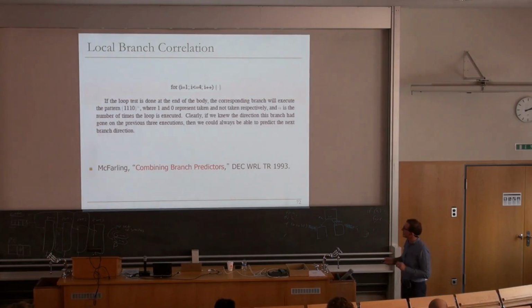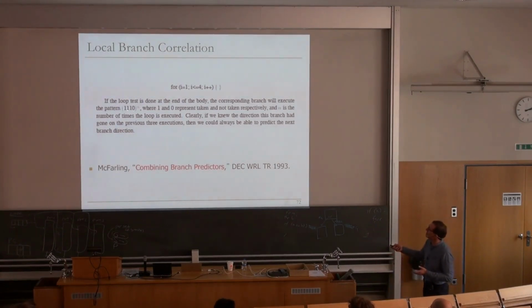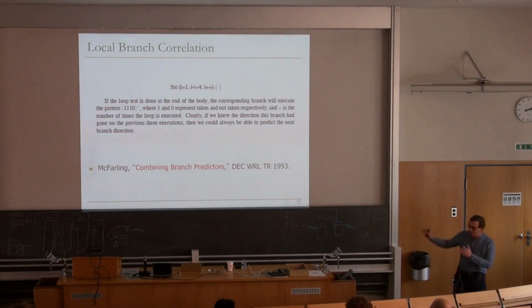This is also from the paper that I assigned. If you look over here, I'm going to read this actually. If the loop test is done at the end of the body, the corresponding branch will execute the pattern 1110 to the n, where 1 and 0 represent taken and not taken respectively, and n is the number of times the loop is executed. Clearly, if we knew the direction this branch had gone on the previous 3 executions, then we could always predict the next branch direction correctly, and that correctly at the end.